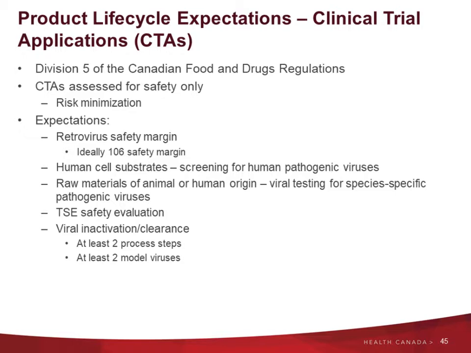one thing that is consistent through all clinical trials is that there should be a retrovirus safety margin that is ideally 10 to the 6th. This is not always achievable. And it's important to consider that the retrovirus-like particles in CHO are a theoretical safety risk. And there is some room for allowance of a lesser safety margin. And this is on a case-by-case basis always.